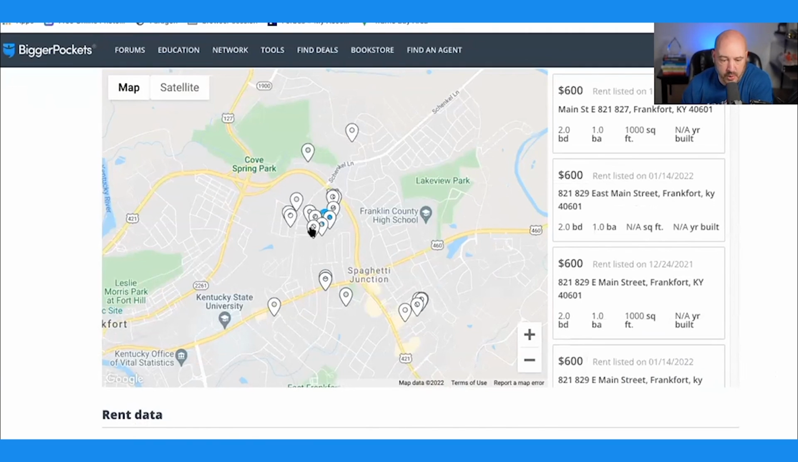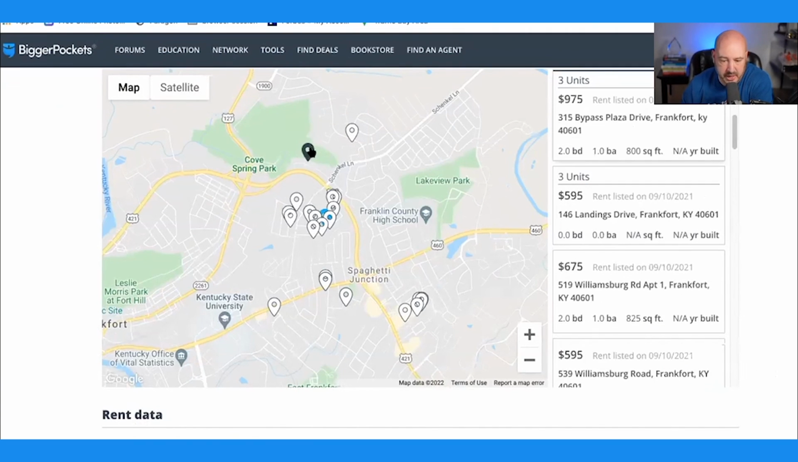And I can see what other properties it's using to compare this one to, right? Here's your list. You can look up that 675, look up this Williamsburg Road, apartment 1. It's also a 2-1, same square feet or very similar. I can go on Zillow or Redfin or some other site, and I can see what the pictures of that property look like. Very cool, because this is how you can find comps.